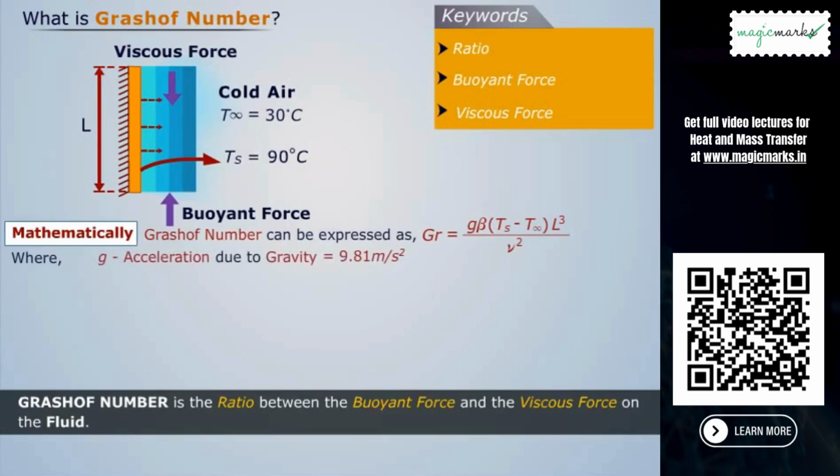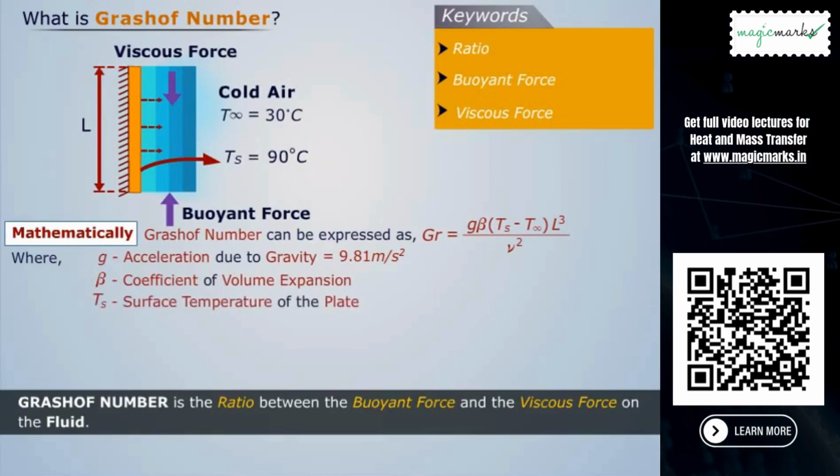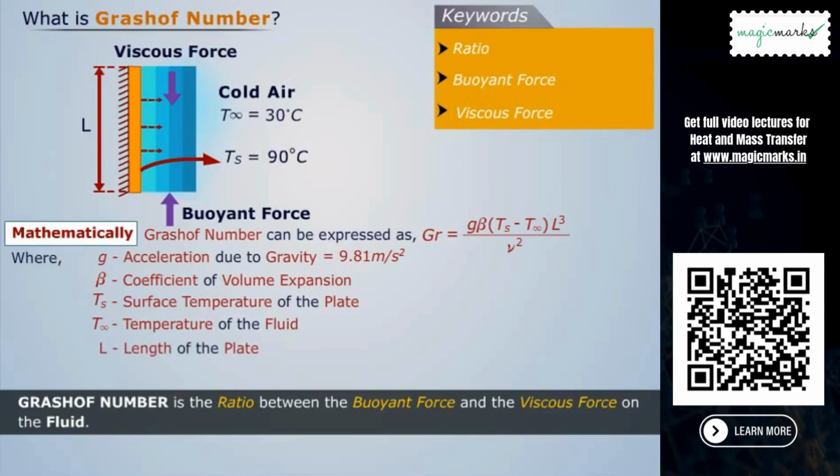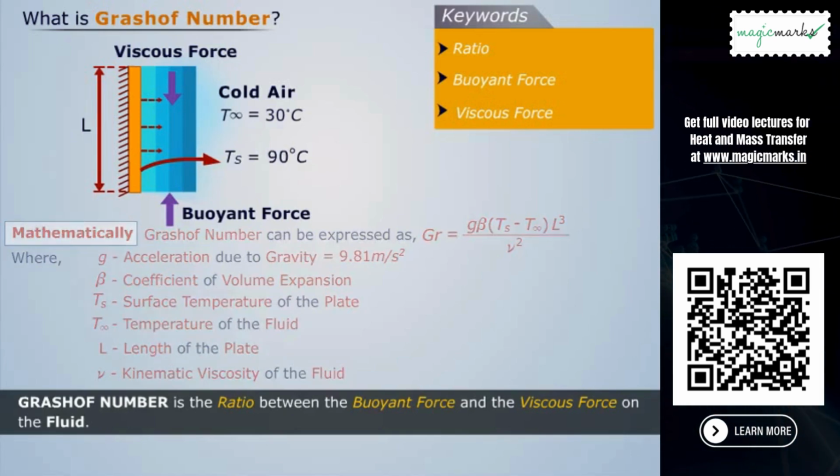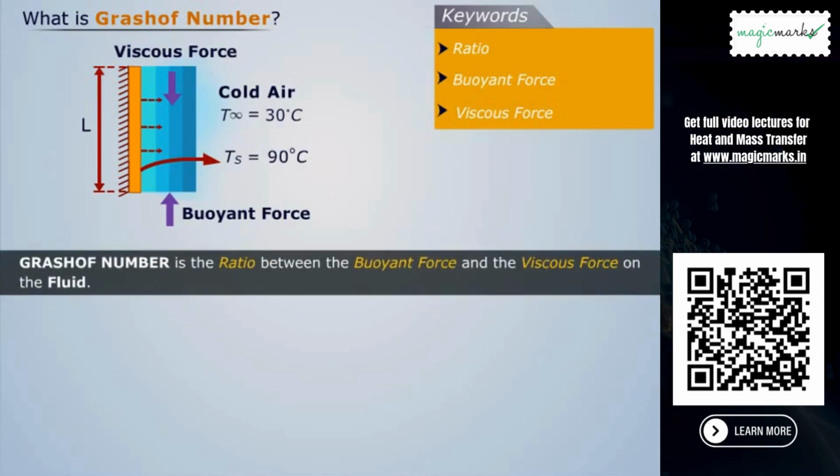where g is the acceleration due to gravity, beta the coefficient of volume expansion, Ts the surface temperature of the plate, T infinity the temperature of the fluid, L the length of the plate, and nu the kinematic viscosity of the fluid. Note that the Grashof number is a dimensionless parameter.